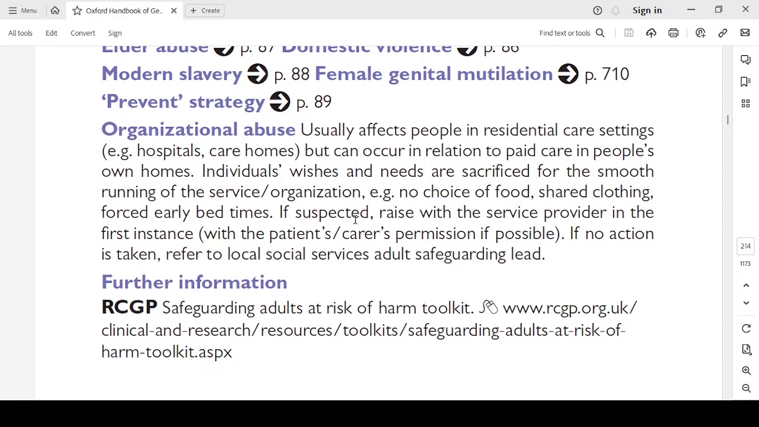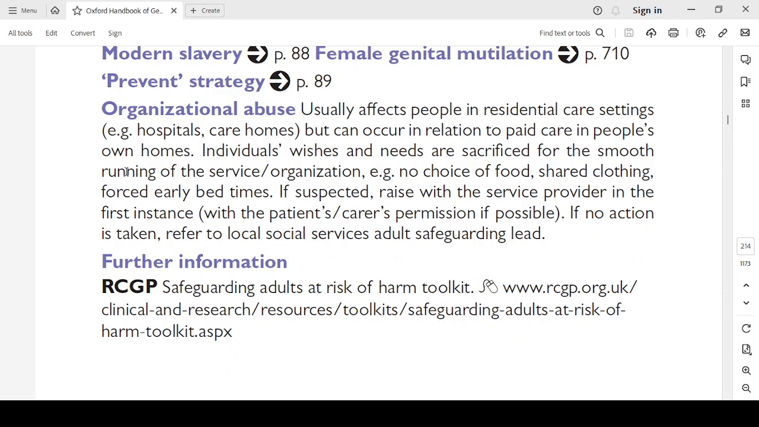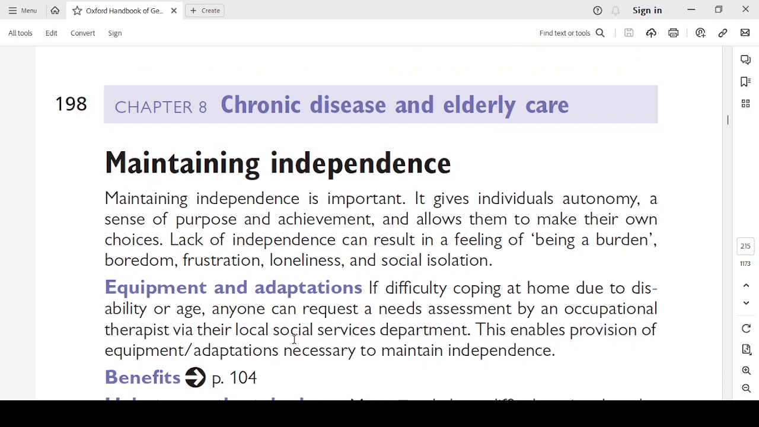Organizational abuse usually affects people in residential care settings, for example hospitals and care homes, but can occur in relation to paid care in people's own homes. Individual wishes and needs are sacrificed for the smooth running of the service or organization. For example, there is no choice of food, there is shared clothing, forced early bedtimes. If you suspect, raise it with the service provider in the first instance, with the patient's or carer's permission if possible. If no action is taken, refer to the local social services adult safeguarding lead. For further information, the RCGP Safeguarding Adults at Risk of Harm Toolkit is available on the RCGP website.